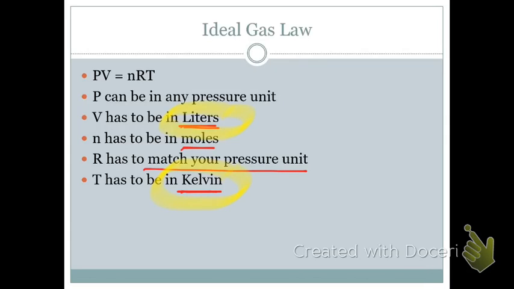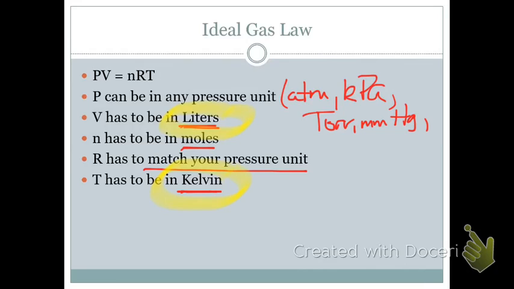Pressure is going to be any of those that we're used to pressure being: atmosphere, kilopascals, torr, millimeters of mercury, PSI. Okay? But volume has to be in liters. So if I give you volume in milliliters, you're going to have to convert it to liters. And if I give you your temperature in degrees Celsius, of course, you have to convert that to Kelvin.